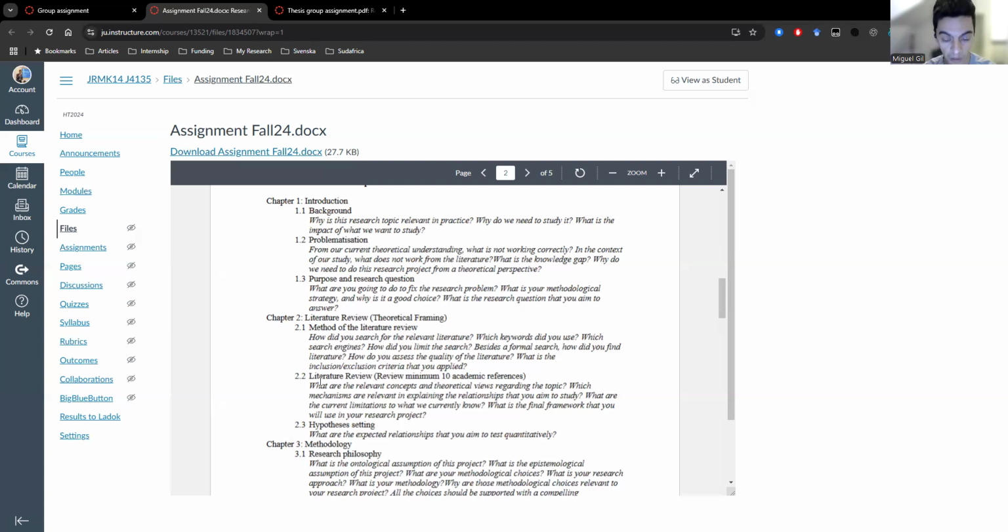Then the next subsection will be on your independent variable. So maybe it's materialism. So again, maybe discuss 2 or 3 references about materialism. What is materialism? Why is it relevant for Swedish students? Why do we care about materialism, only materialism?